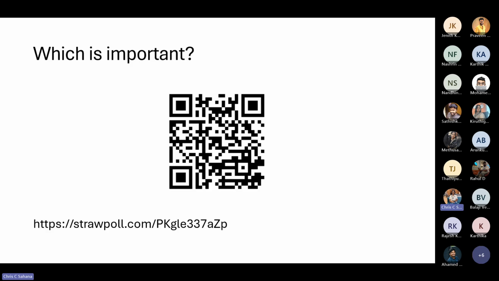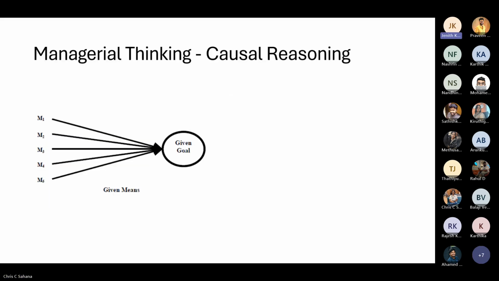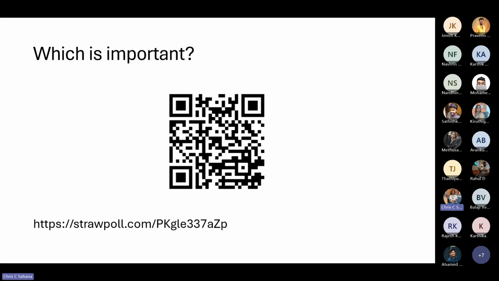So I want to begin this with a quick poll. It just has one question here. I want to understand your ideas here. If you could scan the QR code if you have your mobiles with you, or I will also send the link on this chat here. So let's take 2 or 3 minutes here. There is only one question, is it? Yes, there's just one question. Okay, I'll just give a quick 30 seconds for the others who are trying to complete it.